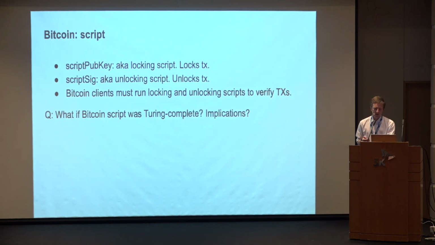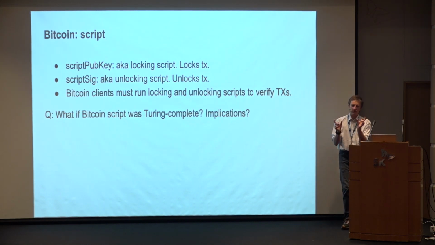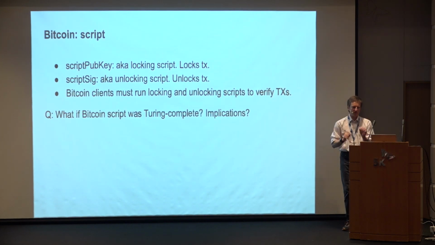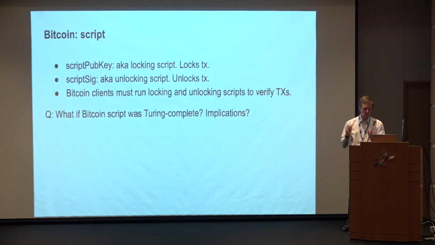things. So with the Bitcoin script, we have two parts. We have the part which blocks the transaction and the part which unlocks it, which allows you to spend stuff.